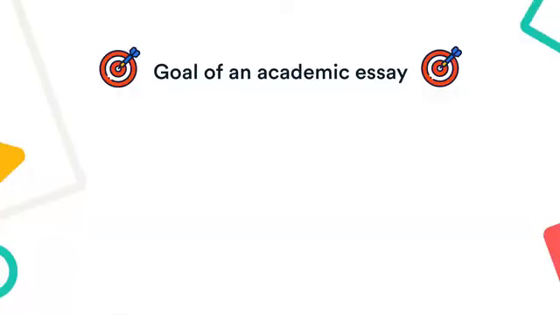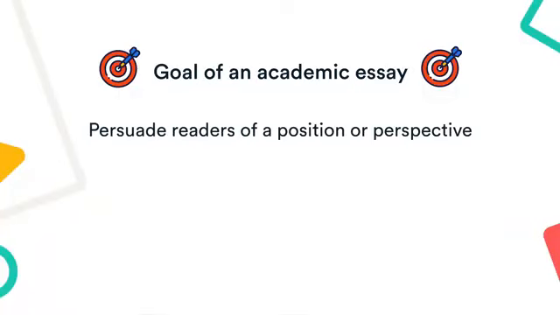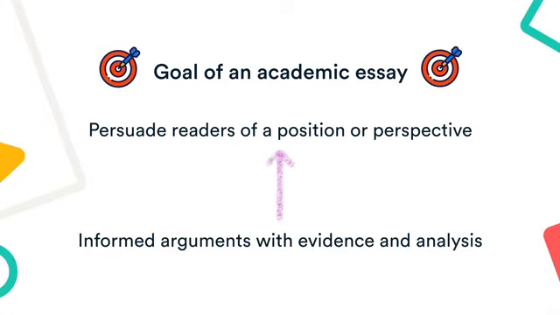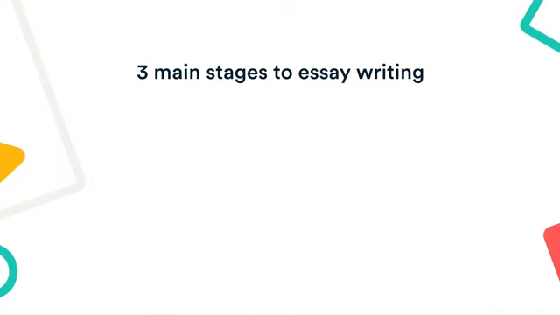In an academic essay, the goal is to persuade readers of a position or perspective through informed arguments, supported with evidence and analysis. There are three main stages to writing an essay: preparation, writing, revision. In this video, I'll quickly go through all the stages and steps with you. And in the next few videos in this playlist, we'll go more into detail for each stage with example sentences and paragraphs. Can't wait? Let's dive right in.